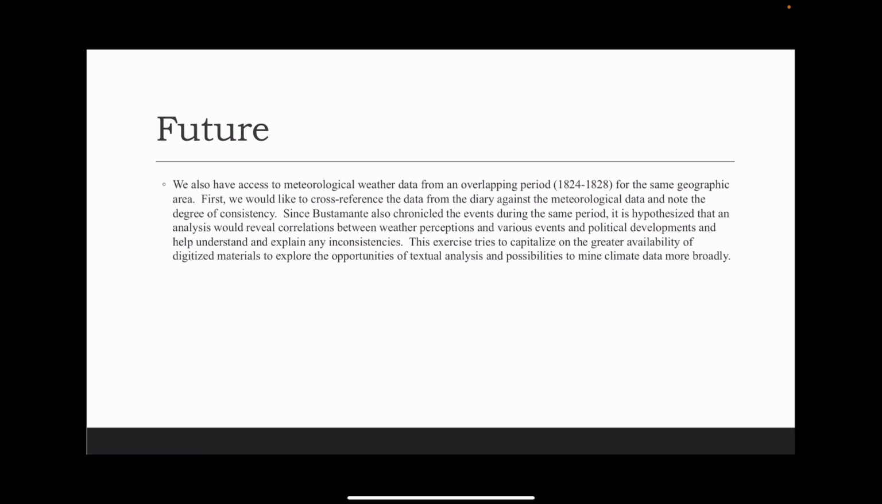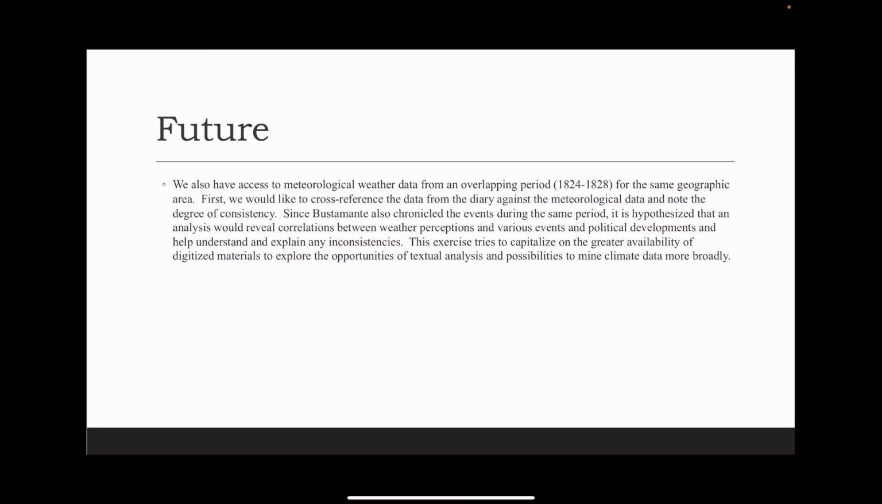And the future of this project is that we're currently working on categorizing those observations into rainfall, temperature, and their severity. We have a complete weather data set, and we also have access to meteorological weather data from an overlapping period for the same geographic area. We would like to cross-reference the data from the diary against the meteorological data and note the degree of consistency, which will give us a complete data set and an overall picture of what's going on.